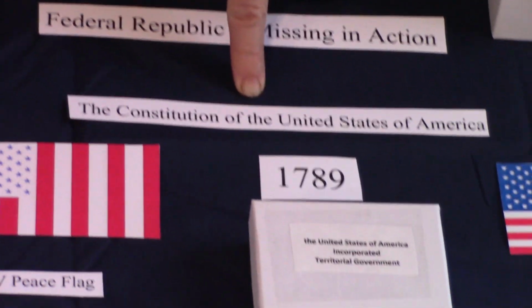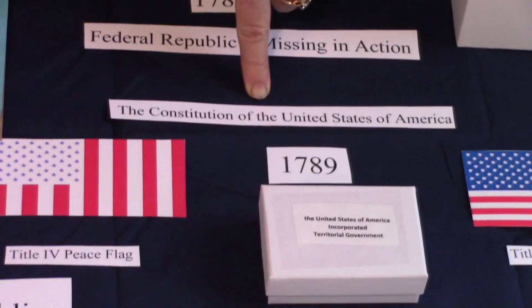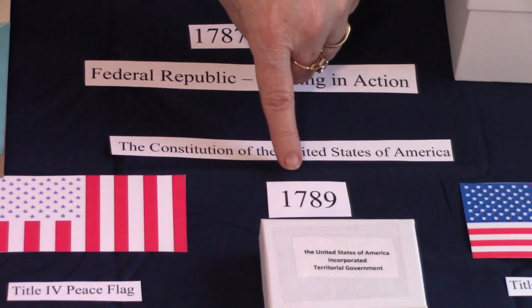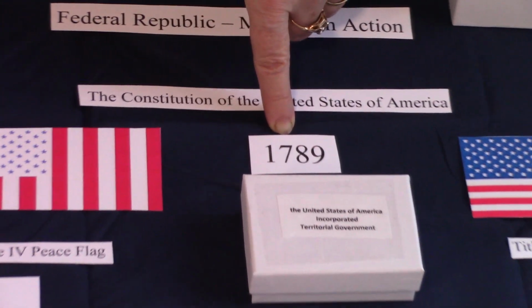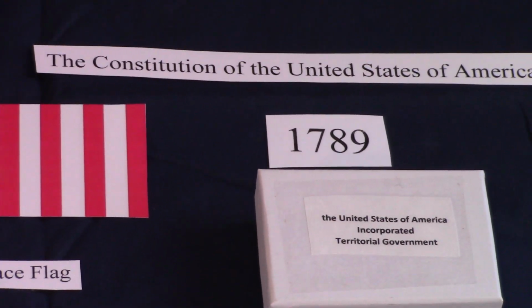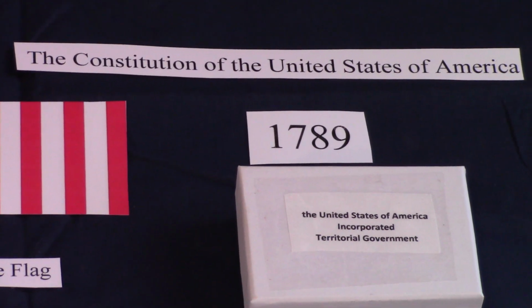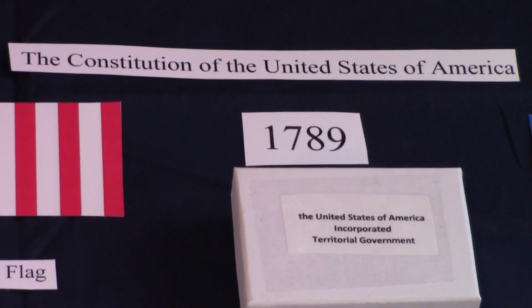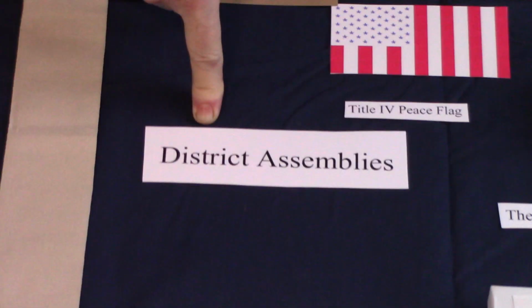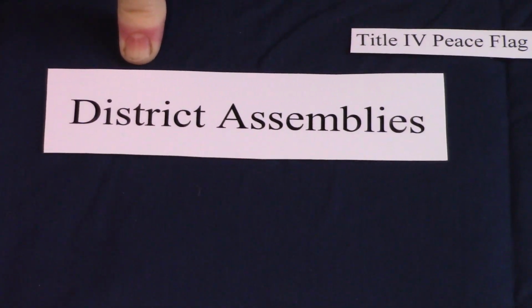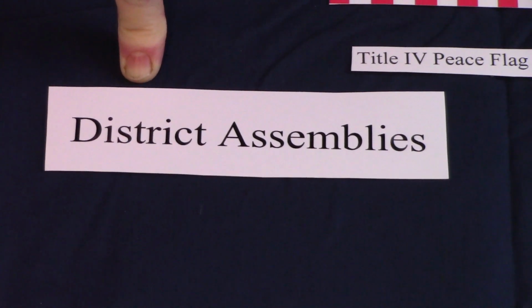Next, among the subcontractors, we have the Constitution of the United States of America, which came into effect in 1789. This is the British territorial subcontractor responsible for the territorial United States government. It's controlled and operated by district assemblies like the District 4 of the state of Alaska.